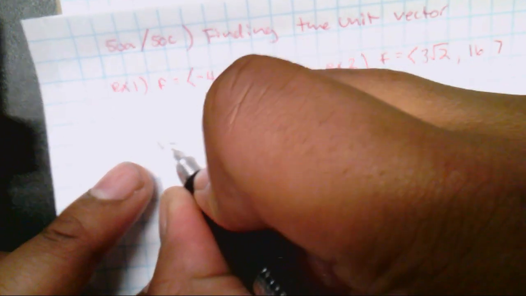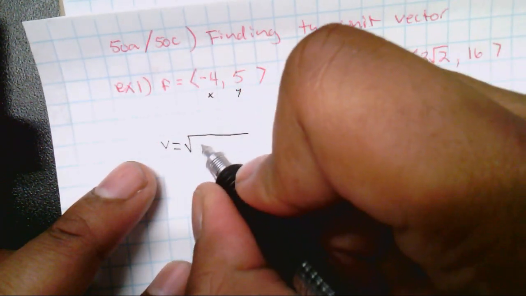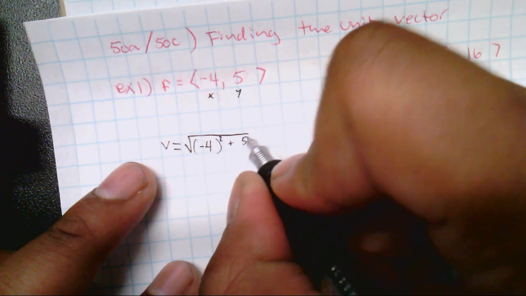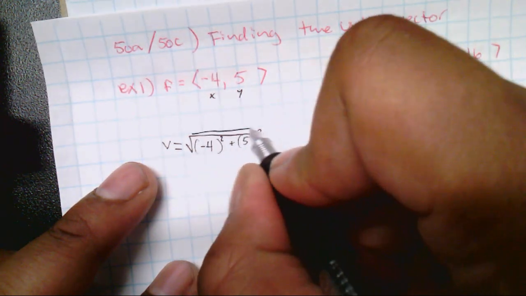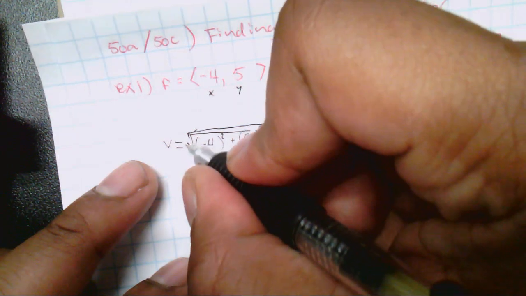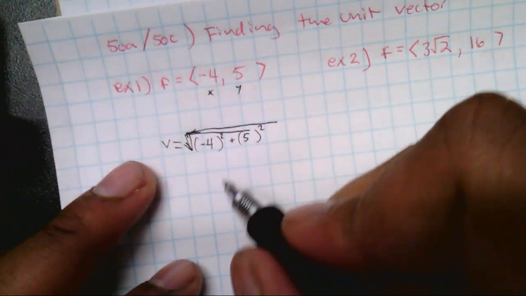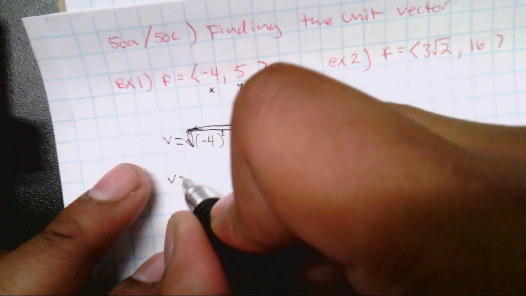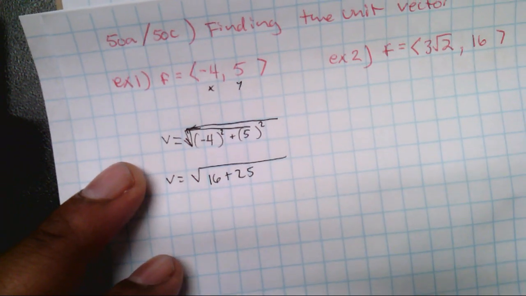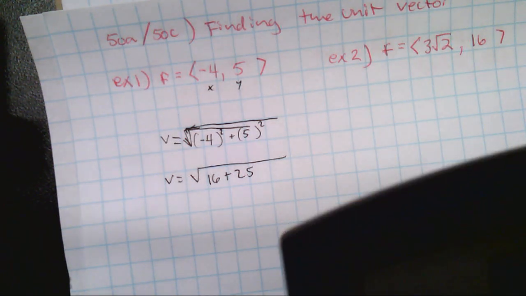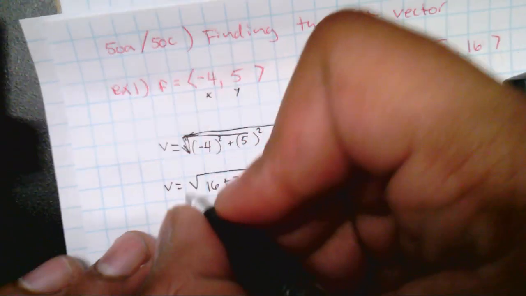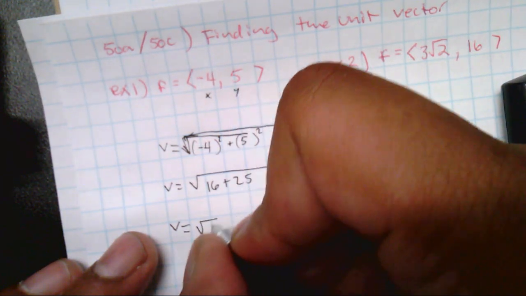So we're going to find the vector magnitude, and that's going to be by taking the square root, getting our x value, -4, squaring that guy, and then adding it to our 5 and squaring that as well. We'll go ahead and do that. Sorry, my square root doesn't look the best, but you get the idea. So now when we do this, we get v equals the square root of 16 plus 25. And then 16 plus 25 is going to give us 41. So that means v equals the square root of 41.